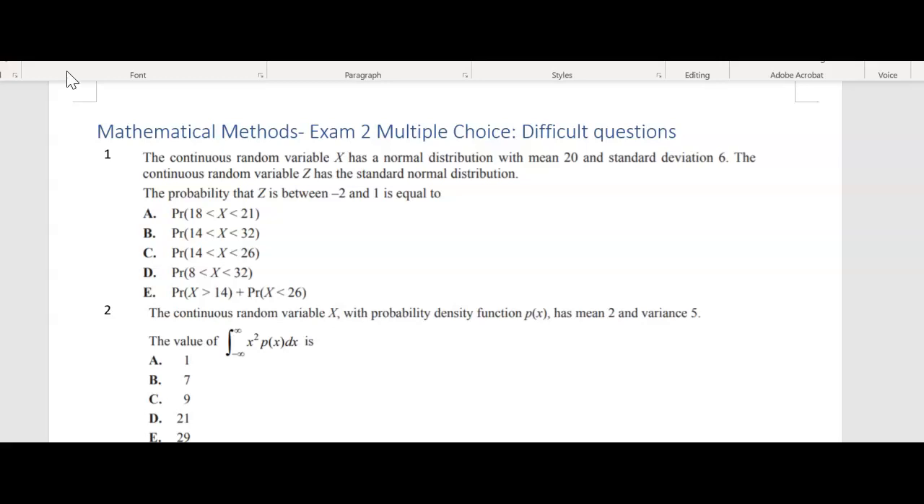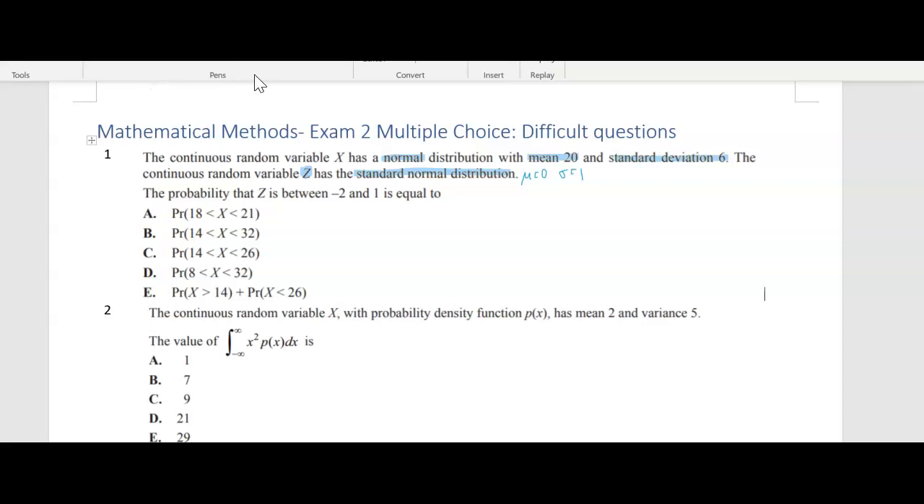So we've got a continuous random variable. Might just get my highlighter up. And it's a normal distribution with a mean of 20 and a standard deviation of 6. And Z is the standard normal distribution. So remember, standard normal distribution has a mean of 0 and a standard deviation of 1. Okay, so remember, mean equals 0 and standard deviation equals 1 for the standard normal distribution.